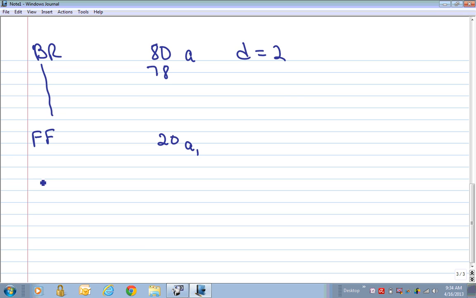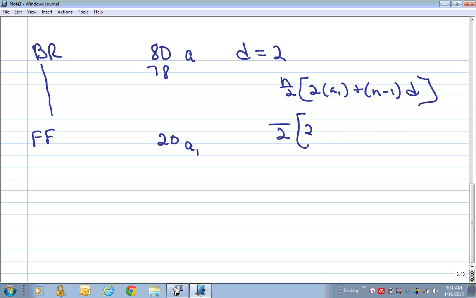I'm going to go ahead and write the formula for the sum down. N over 2, parentheses, 2 times A sub 1 plus n minus 1 times our difference. And what we do have is A sub 1. We just don't have the n yet. A sub 1 is 20. We don't have the n yet, but we do have the difference is 2. So we need to figure out what the n value is, the number of rows we have, so that we can figure out our sum.